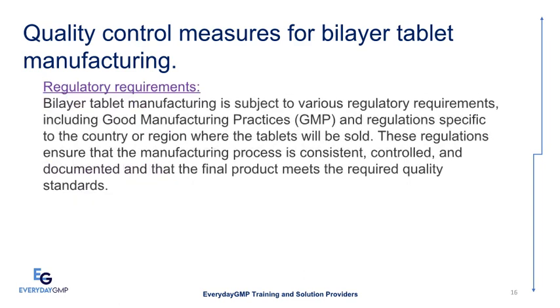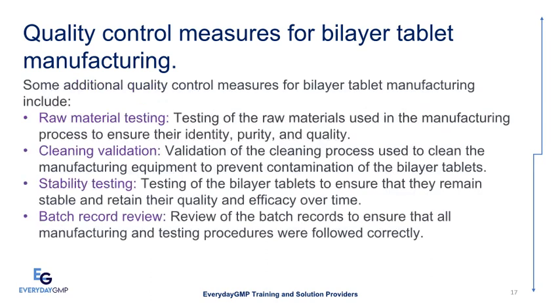Regulatory requirements. Bilayer tablet manufacturing is subject to various regulatory requirements, including Good Manufacturing Practices, GMP, and regulations specific to the country or region where the tablets will be sold. These regulations ensure that the manufacturing process is consistent, controlled, and documented, and that the final product meets the required quality standards. Some additional quality control measures for bilayer tablet manufacturing include raw material testing.